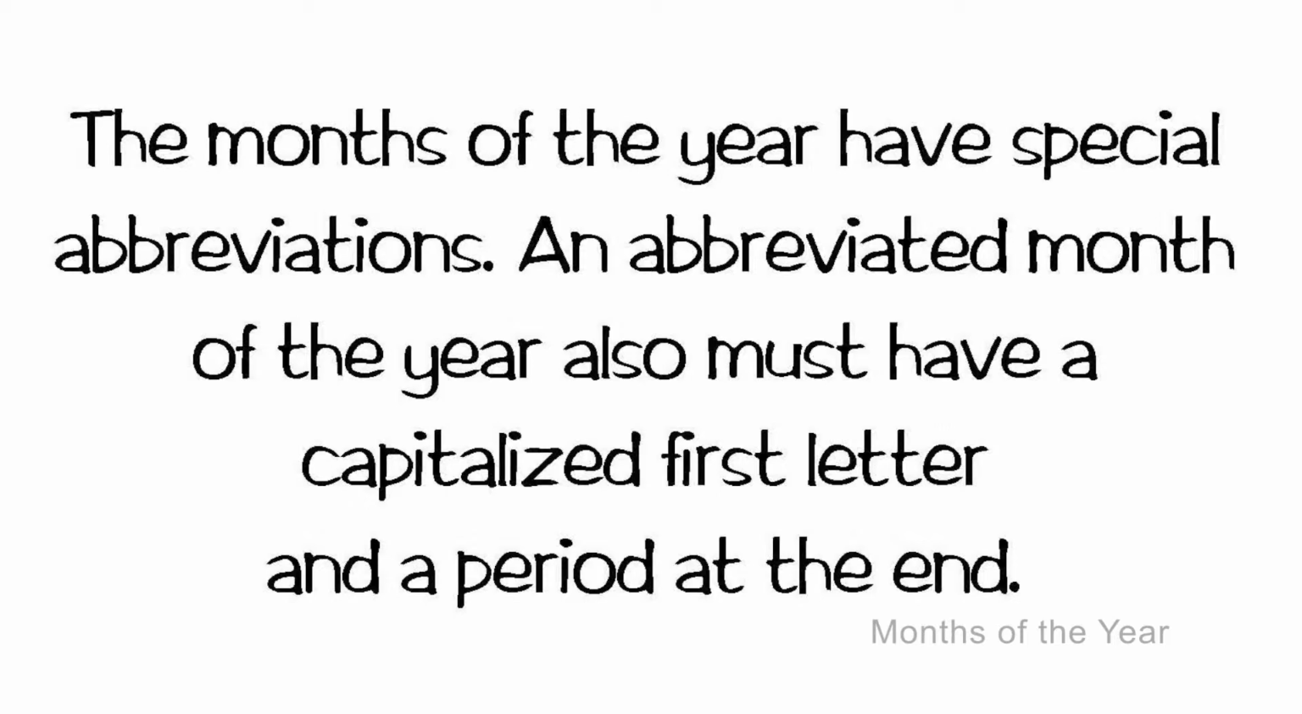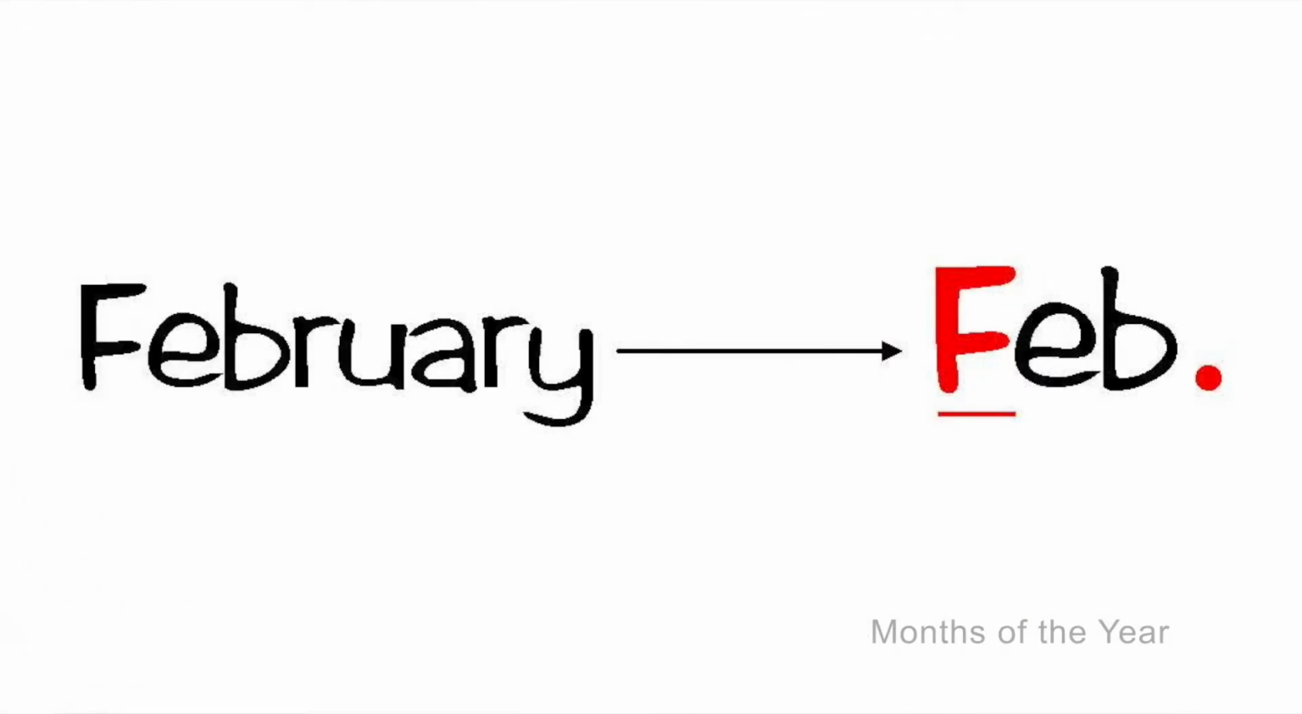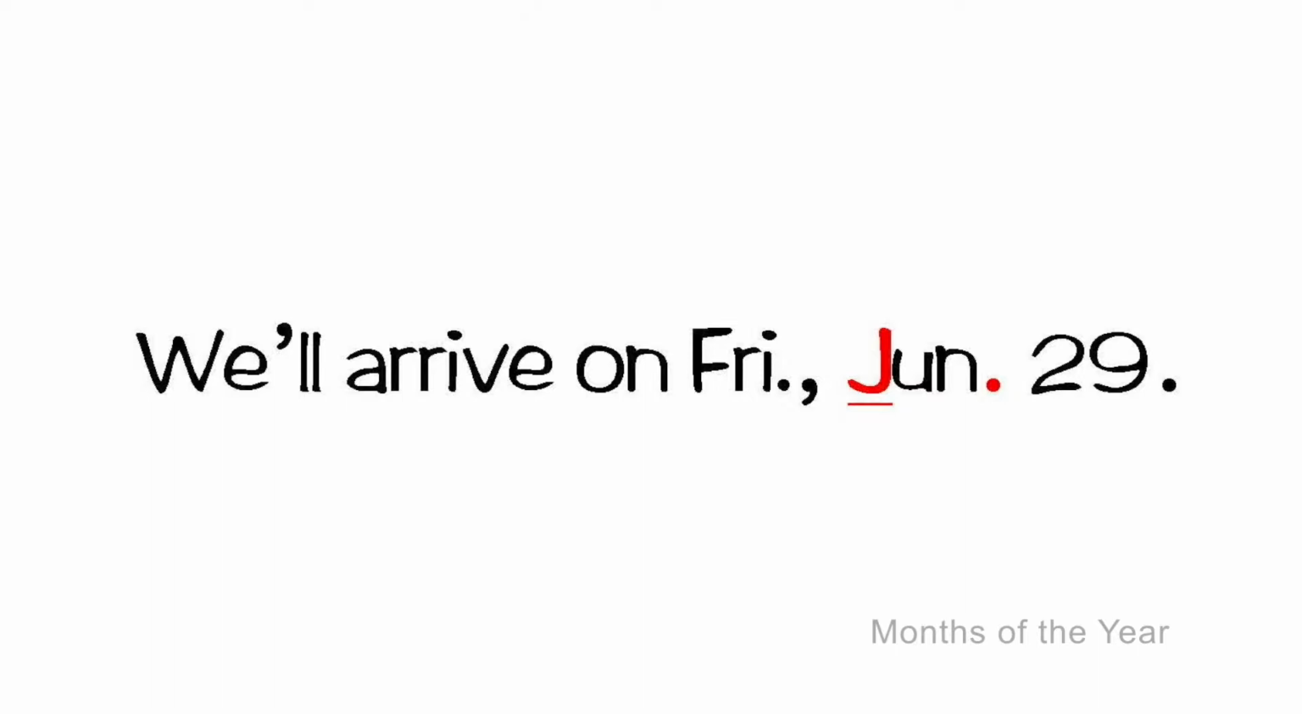The months of the year also have special abbreviations. An abbreviated month of the year also must have a capitalized letter and a period at the end. Here's an example. February is shortened to Feb., so the abbreviation Feb. must have a capitalized F and a period at the end. Here's an example in a sentence. We'll arrive on Friday, June 29th. Notice that June is abbreviated to Jun. and that the J is capitalized and there's a period at the end of the abbreviation.